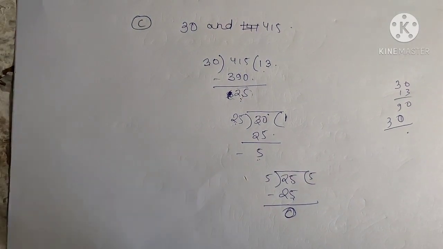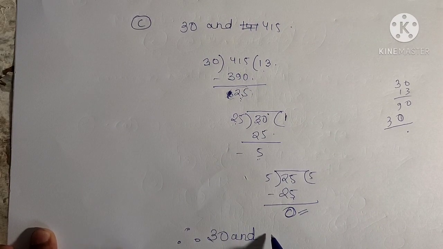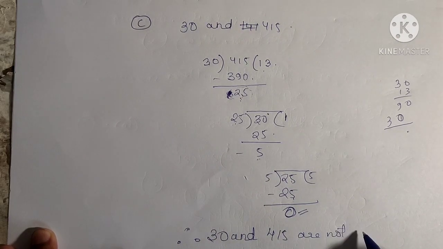So 0 is not our answer. We have said that we have to get 1 as our remainder to be co-prime numbers. So if it is 0, that means they are not co-prime numbers. 30 and 415 are not, you write, are not co-prime numbers. Okay, in this way you can try other ones like D, E and F.